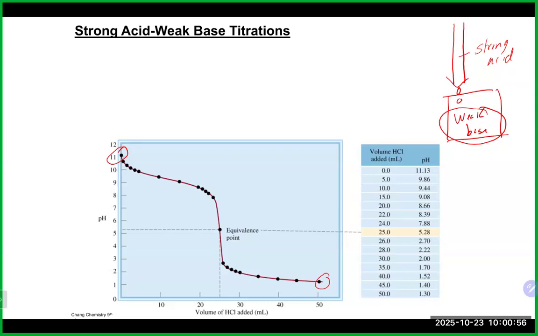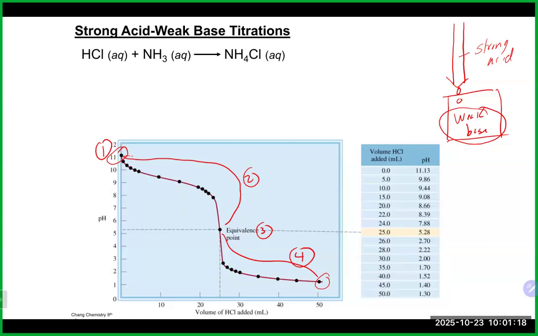And again, just like the other titration curves, there are those four spots: before we start, before the equivalence point, at the equivalence point, and then obviously after the equivalence point. So just like we did previously, we're going to talk about, again, what's happening at each of these spots and how you can get through the calculations.